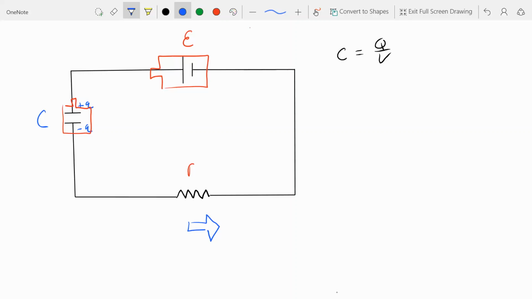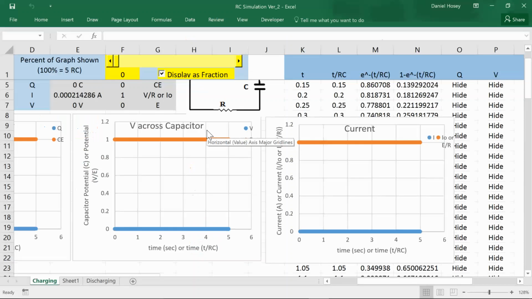And as time goes on, that current is going to get smaller and smaller until eventually, what ultimately stops the current from flowing at all, is that this capacitor has a potential difference that's equal but opposite to the potential difference from the battery, the E, and that's going to make your current go all the way down to zero.